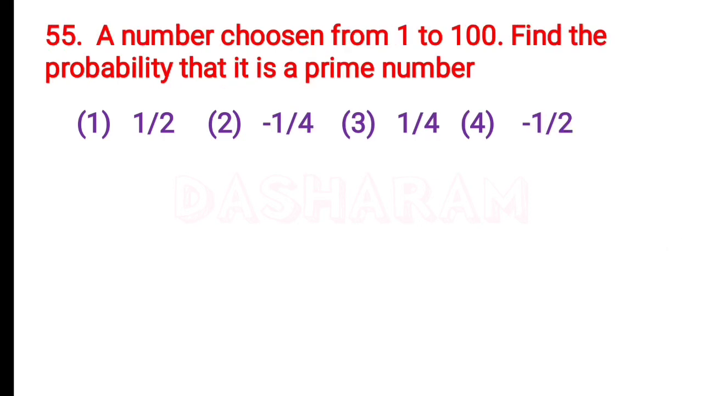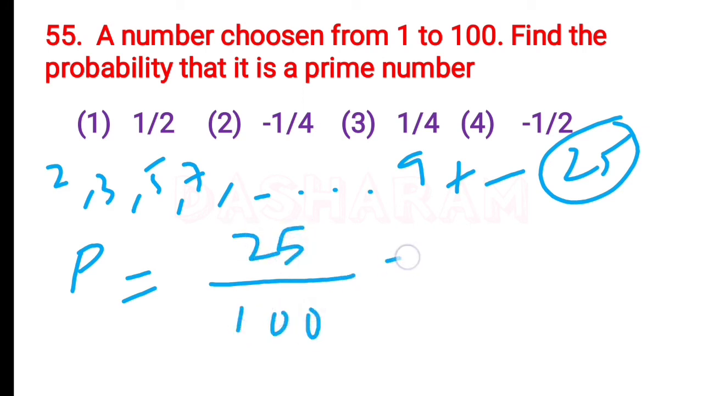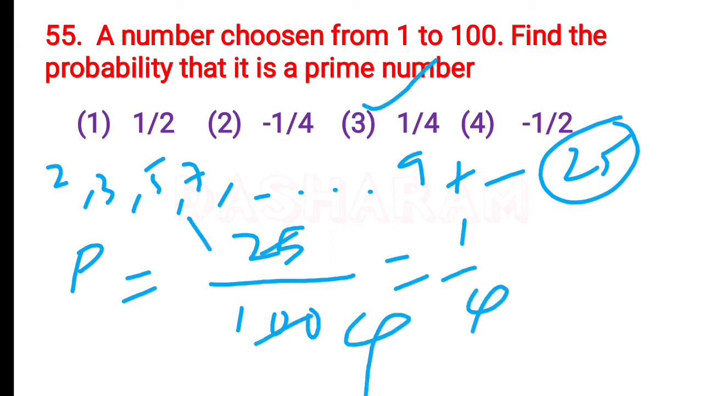So next question 55, a number chosen from 1 to 100. Find the probability that it is a prime number. So from 1 to 100, how many prime numbers are here? 2, 3, 5, 7, dash 97. So there are a total of 25 prime numbers from 1 to 100. So the probability of selecting a prime number, the total favorable outcomes 25 by 100. So it is equal to 1 by 4. So option 3 is correct.